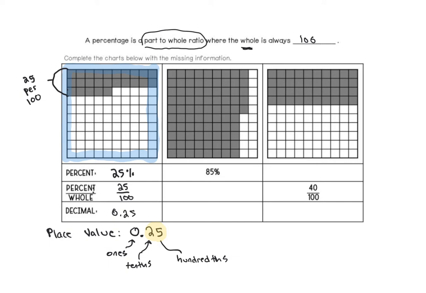Let's talk about this 85% here. What 85% means is that we have 1, 2, 3, 4, 5, 6, 7, 8 entire rows of 10 plus 5, so 85 out of 100. So our percentage is 85%, or 85 out of 100. Our fraction would be 85 over 100. Our part is 85, our whole is 100, and our decimal in this case is 0.85. We have 85 hundredths.